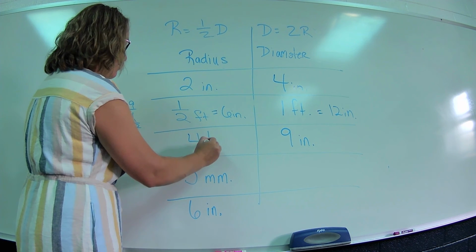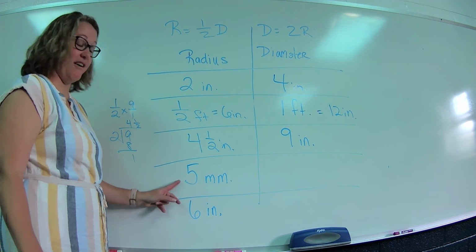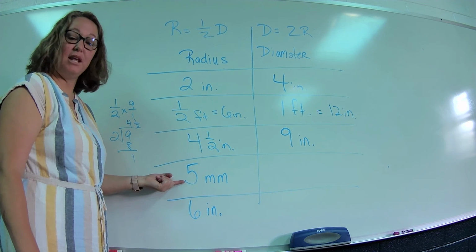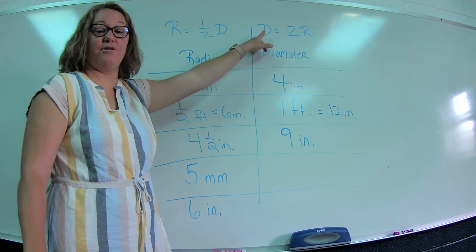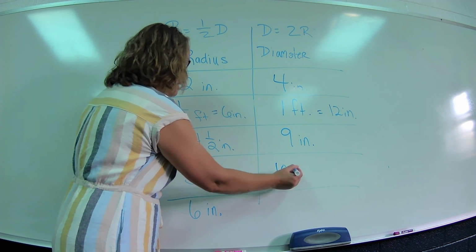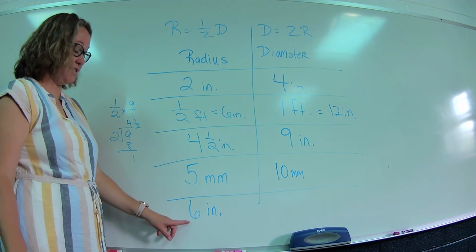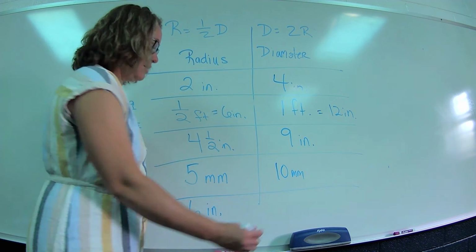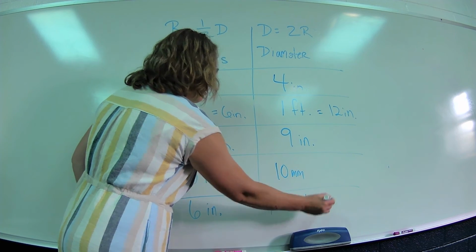So 4 1/2 inches. This time we have a radius of 5 millimeters. Millimeters doesn't get a period after the abbreviation. Sorry about that. 5 millimeters. So we take the 5 and put it over here with an R. So diameter equals 2 times 5. Very good. 10 millimeters. All right, here we have a radius of 6 inches. So we take 2 times 6. We get 12 inches, or 1 foot.